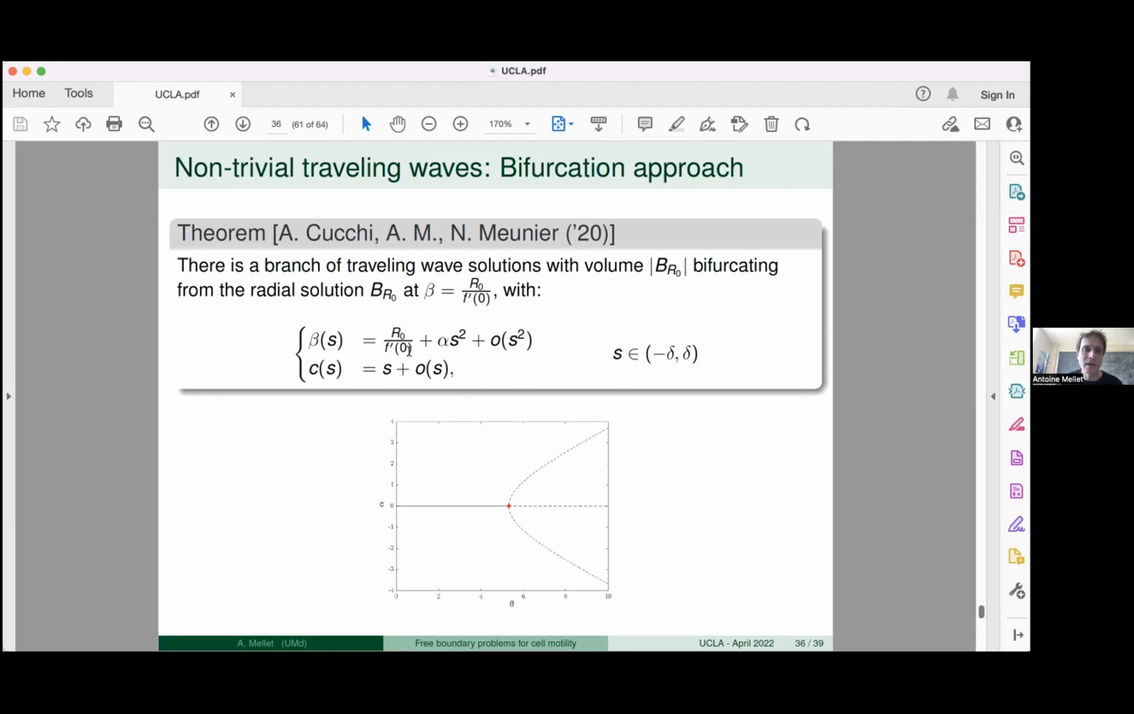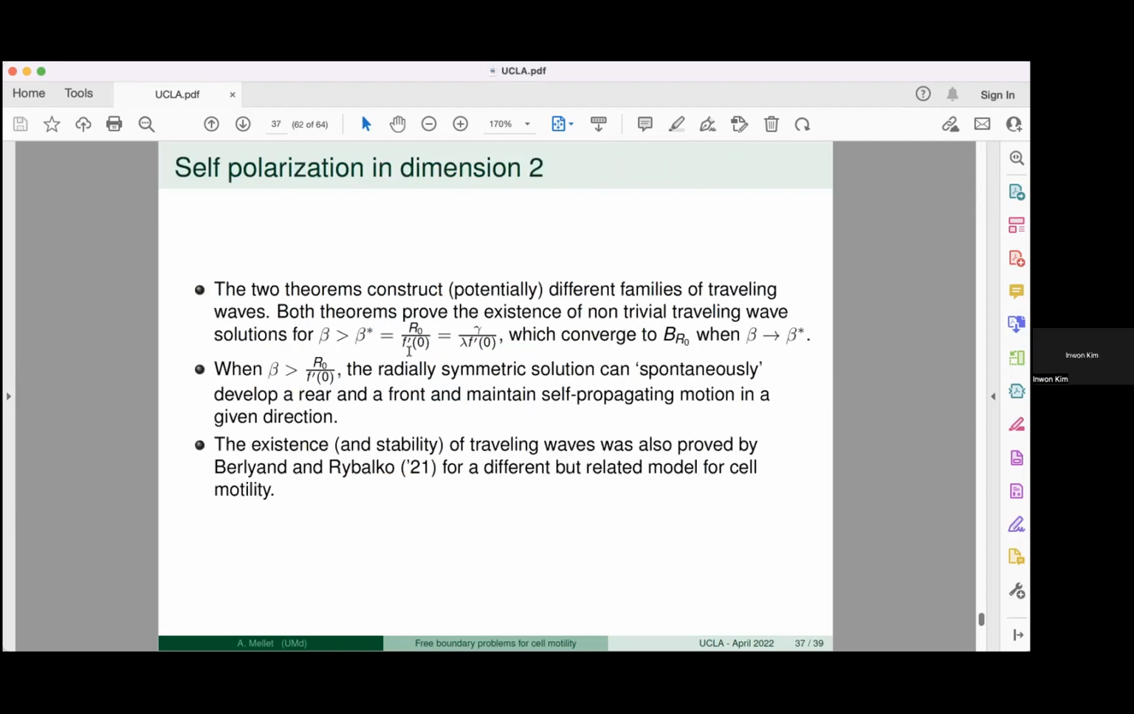While the first theorem gives you a whole family of traveling waves for all betas bigger than a certain value, right? So together, the theorems construct two potentially different families of traveling waves, but together they really tell you that what you expect to find is that there is a critical value of beta, and by the way, those two theorems coincide for this critical value of beta. You get the same solution, the same disk, right?